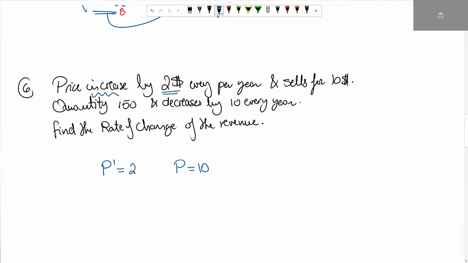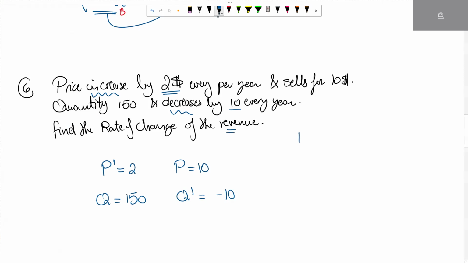The quantity is 150, so Q is 150. And it decreases by 10 every year, which means that the Q prime, the rate of change of the quantity, is negative 10 because it's decreasing. They're asking me to find the rate of change of the revenue.